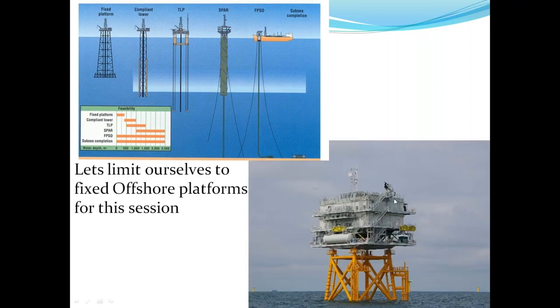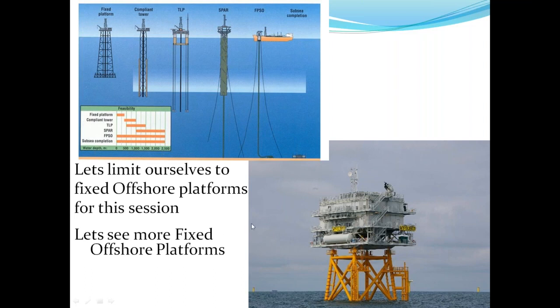So this is the actual live picture, how it exactly looks. Maybe this is all the animation that I have shown you, but this is the actual structure, how it looks like. So the yellow part, whatever you are seeing, is called jacket, and the white part, whatever you are seeing, is called topside.